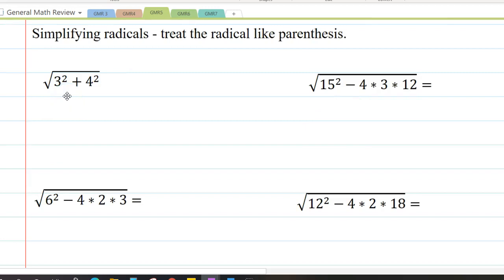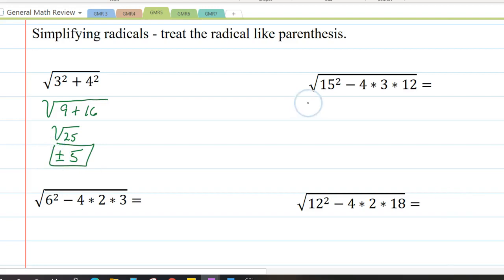Simplifying the radicals. Treat the radicals as if they're a set of parentheses. So if I'm following my order of operations, I need to do what's inside the parentheses first. So here inside the parentheses, I have a 3 squared and a 4 squared. I rewrite the parentheses and I do what's inside. 3 squared is 9 plus 4 squared is 16. Well, 9 plus 16 is 25. Square root of 25 is plus or minus 5.